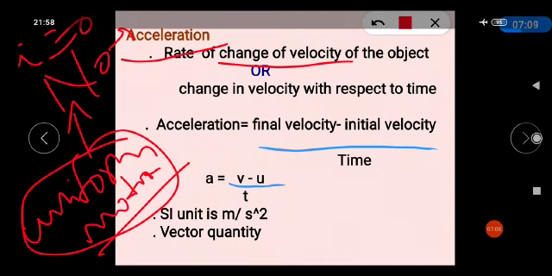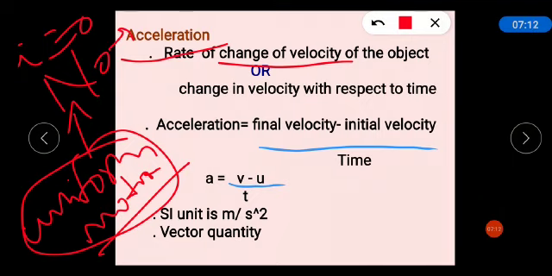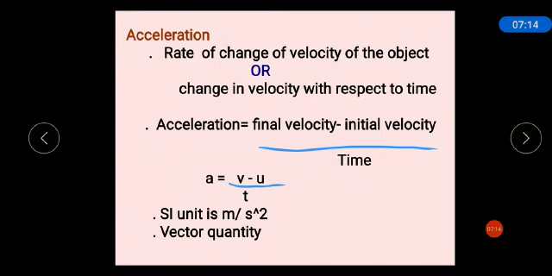That we will discuss now. Okay. That means acceleration is there only in the case of which motion? Non-uniform motion. This is a very important point. So acceleration will have a value only if the object is in non-uniform motion. So acceleration can be defined like this.